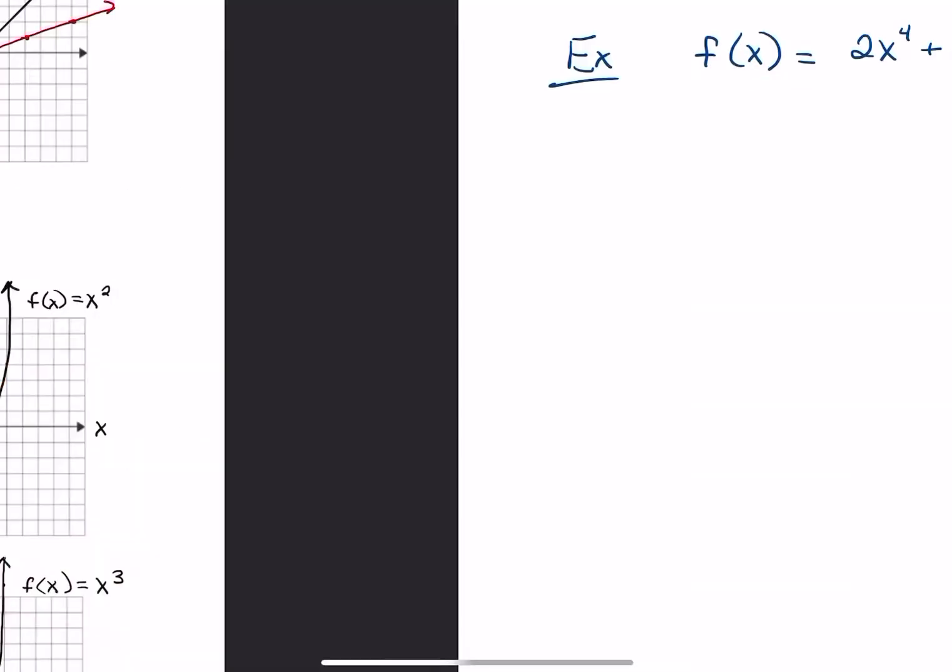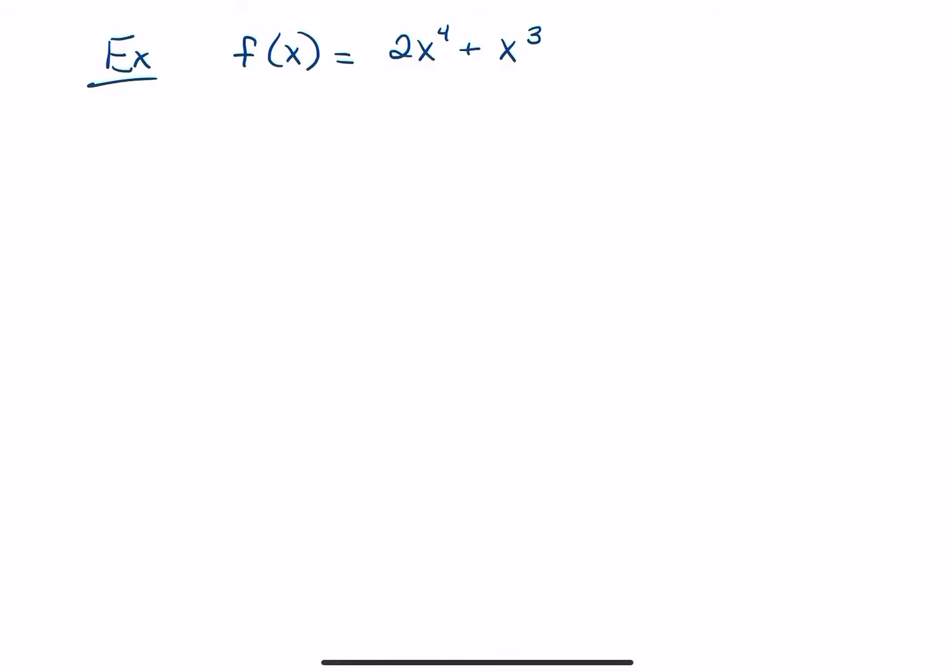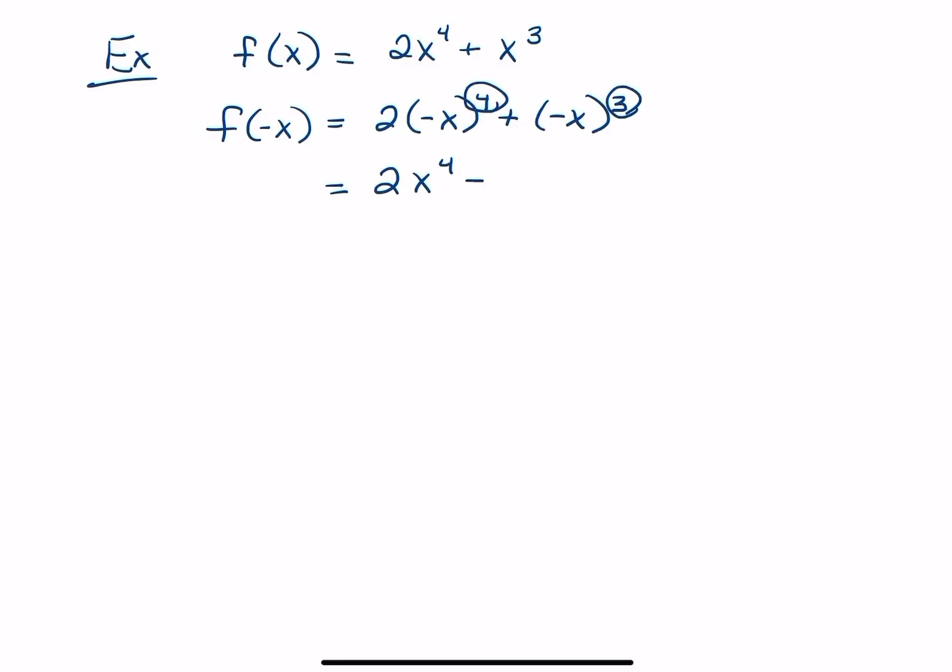Now let's look at one more example. If I wanted to check if this one was even or odd, I've got 2 times negative x to the 4th plus negative x to the 3rd. Notice that this one, when I have it to the 4th power, it's going to give me back an even, so I mean a positive, x value. So I've got 2x to the 4th, and this one to the 3rd is going to change that to a negative.